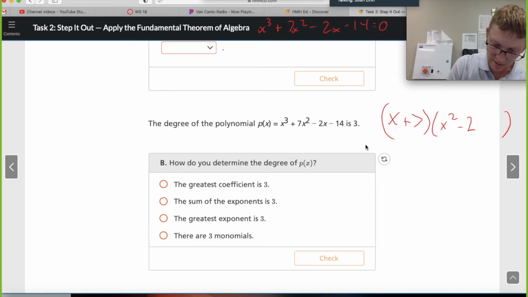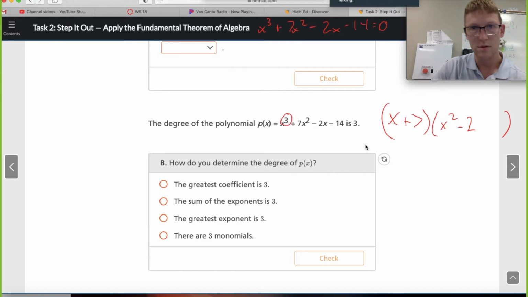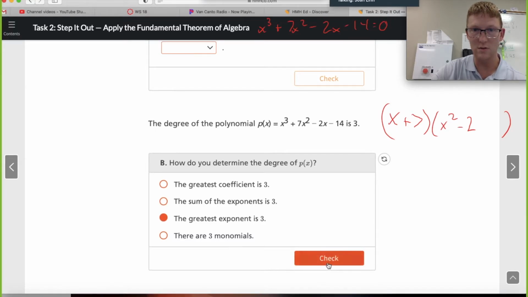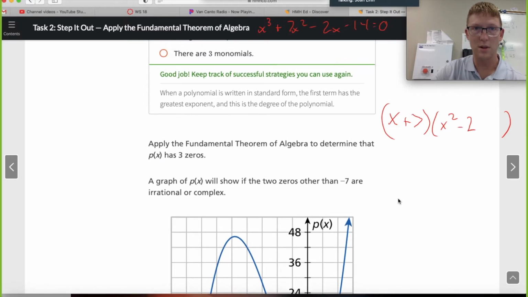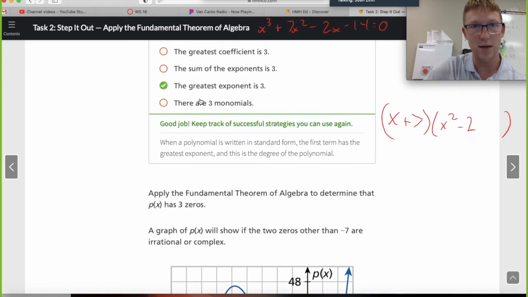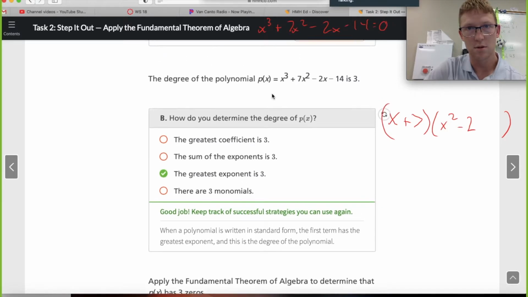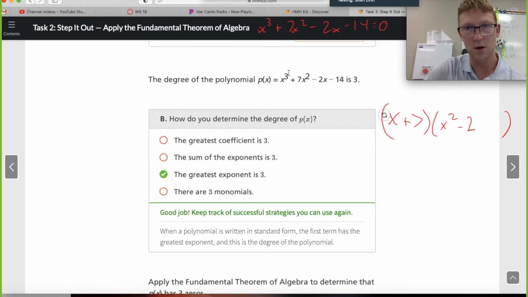Remember, the degree is the highest number of exponent that we have associated with our variable. So in this case, the greatest exponent is 3. So we can apply the fundamental theorem of algebra to determine that p of x has 3 zeros. So again, degree of 3.